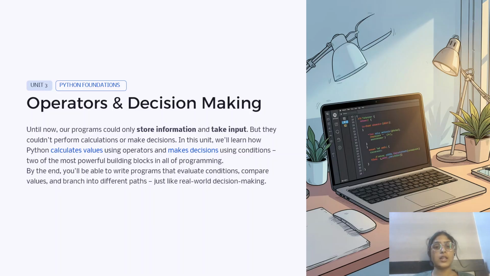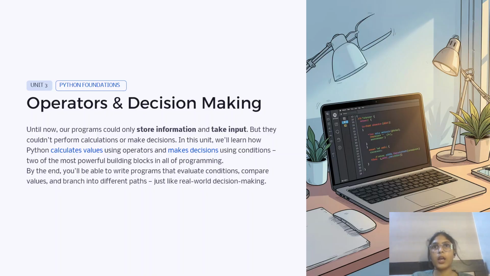Before starting this video, I want you to answer some questions. Based on whatever you have learned, think about it: can I store two numbers inside a variable? Can my program calculate their sum, like if I give a program two numbers and it automatically gives me the sum as output? Or can I compare two numbers and see which is bigger and which is smaller? Can I decide whether a person has passed or failed an exam?